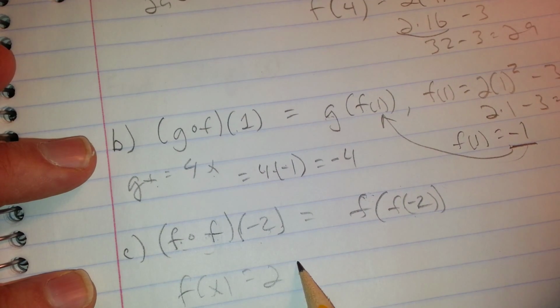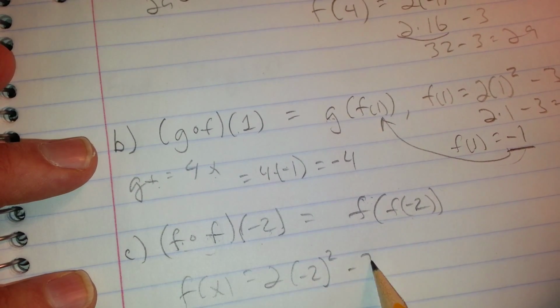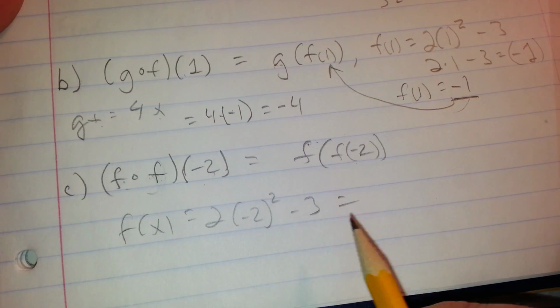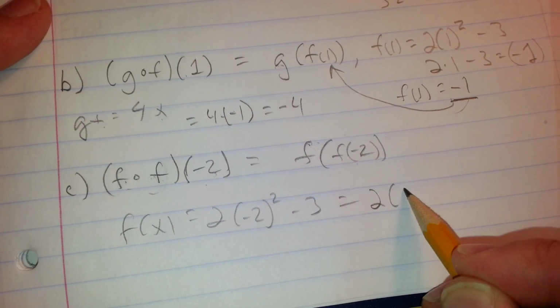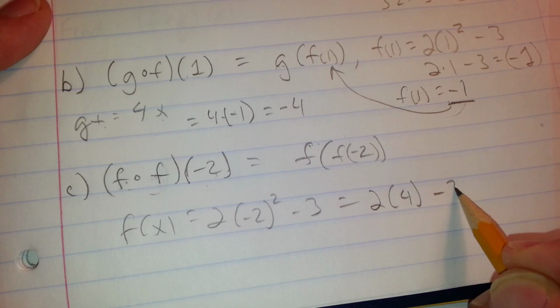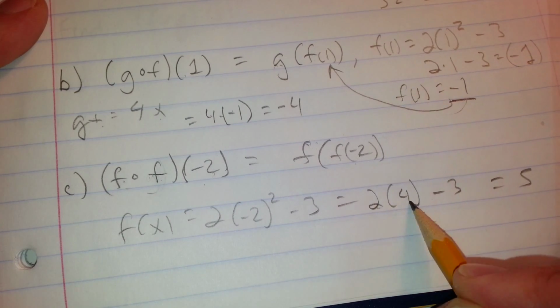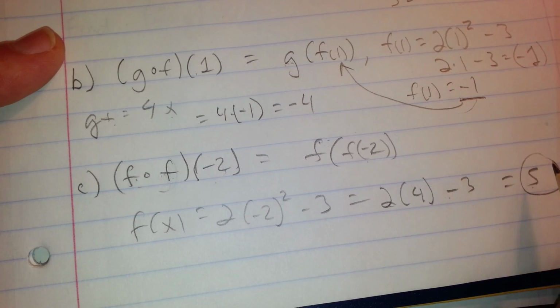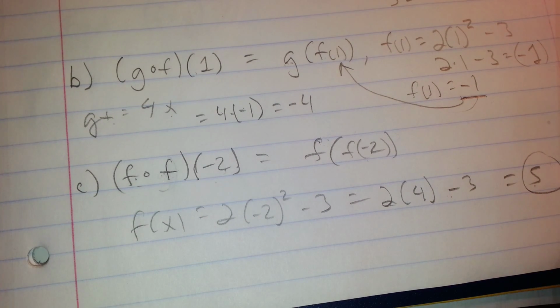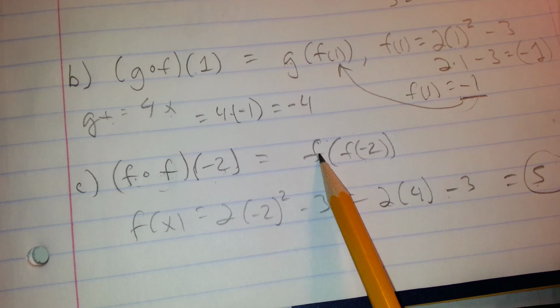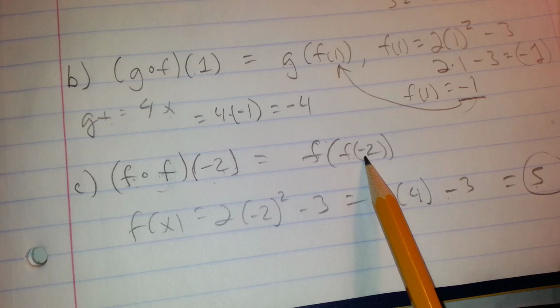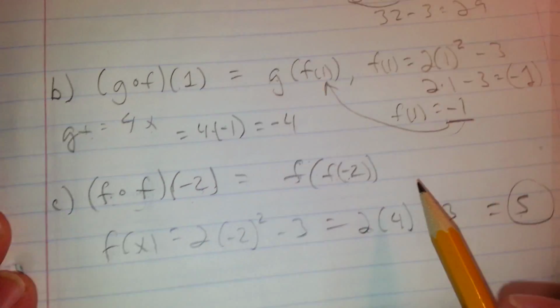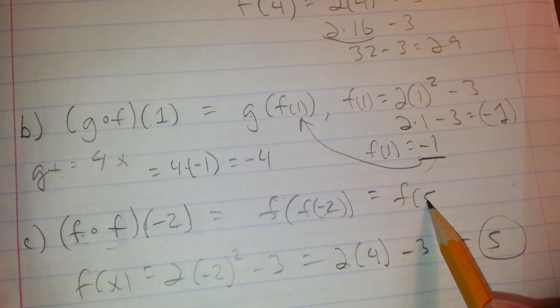So 2 times negative 2 squared minus 3 equals 2 times positive 4 minus 3 equals 5. That's 8 minus 3, which is 5. All right, so now this 5 is my input for the outer f. We did f of negative 2 and got 5. Now I have to do f of 5, essentially.